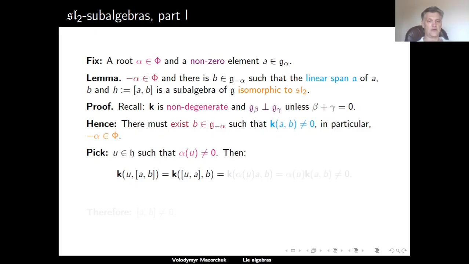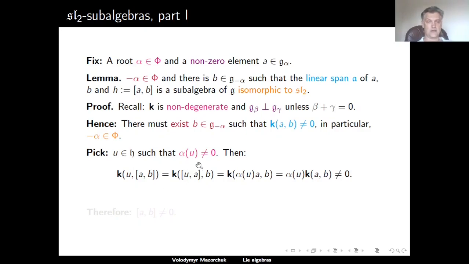First of all, using the associativity of the Killing form, we can write it as a Killing form of the commutator of U and A, and B. The commutator of U and A is equal to alpha of U times A because U is an element of the Cartan subalgebra and A is an element of G sub alpha. Now alpha of U is a scalar, we can move it out and get the expression alpha of U times K of A comma B.